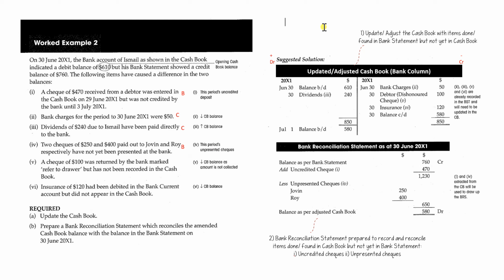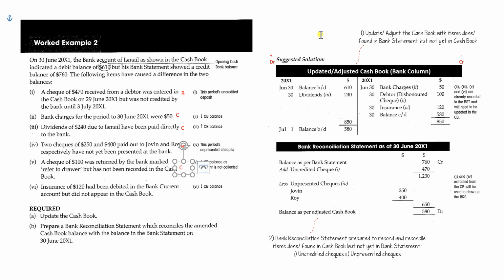And next, a check of 100 was returned by the bank. This is a dishonored check but has not been recorded. As they tell you, this has not been recorded in the cash book. So we are going to write this in the cash book.